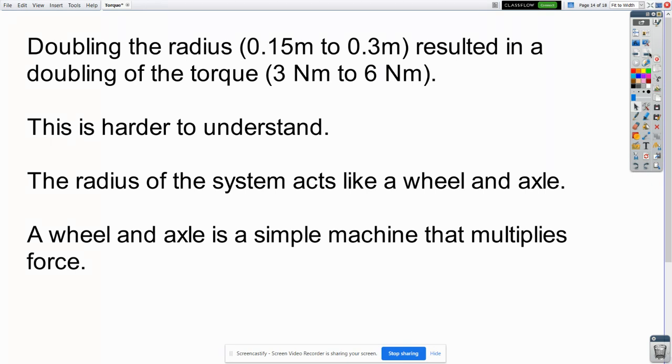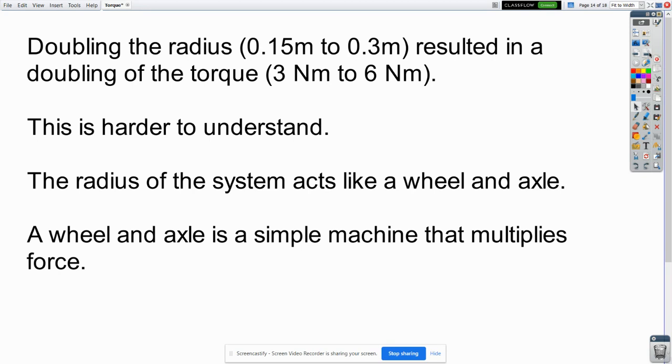So again, doubling the radius from 0.15 meters to 0.3 meters resulted in a doubling of the torque from 3 to 6. Again, it's harder to understand because you have to understand simple machines. There are 3 basic types of simple machines. You have levers, wheels and axles, and inclined planes. And there's nowhere in the science curriculum in the state of South Carolina where those are actually taught anymore.